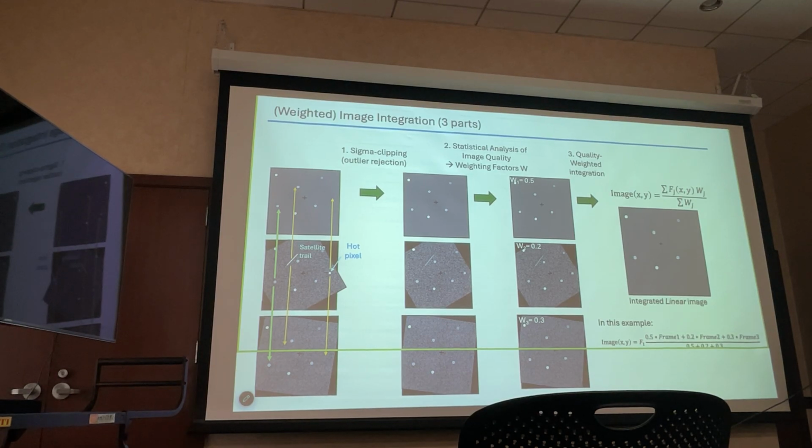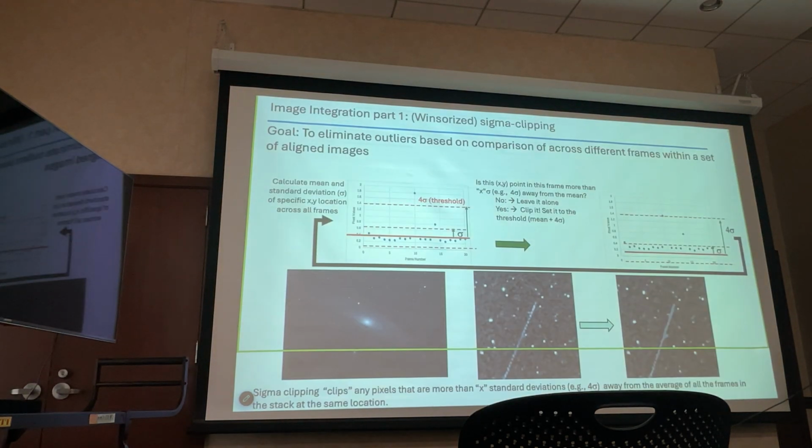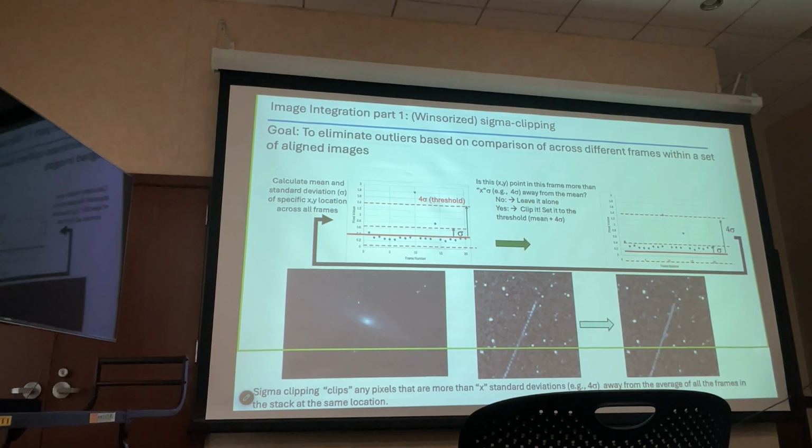Yes? So are you saying with the clipping that the satellite trail and the hot pixels are still ending up in the final picture? They're just being averaged? I'll show that in more detail on the next slide. What determines the weighting factor? I'll show that too. Okay. Good question. Great questions, okay.